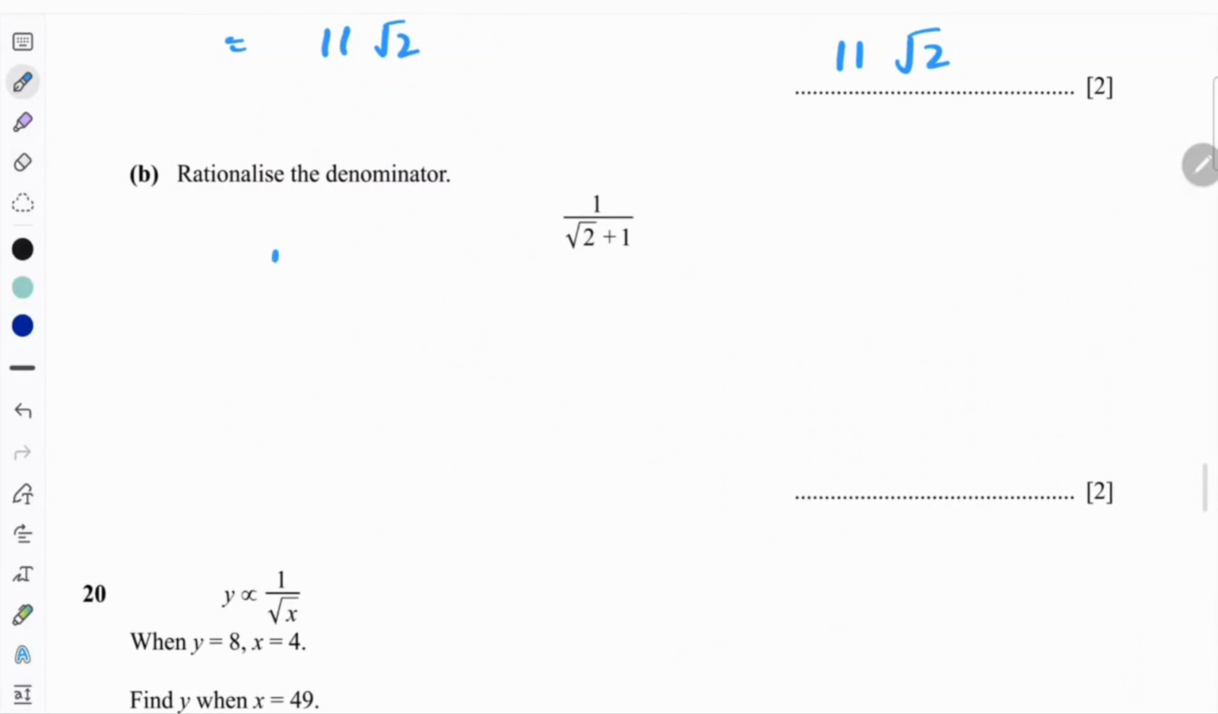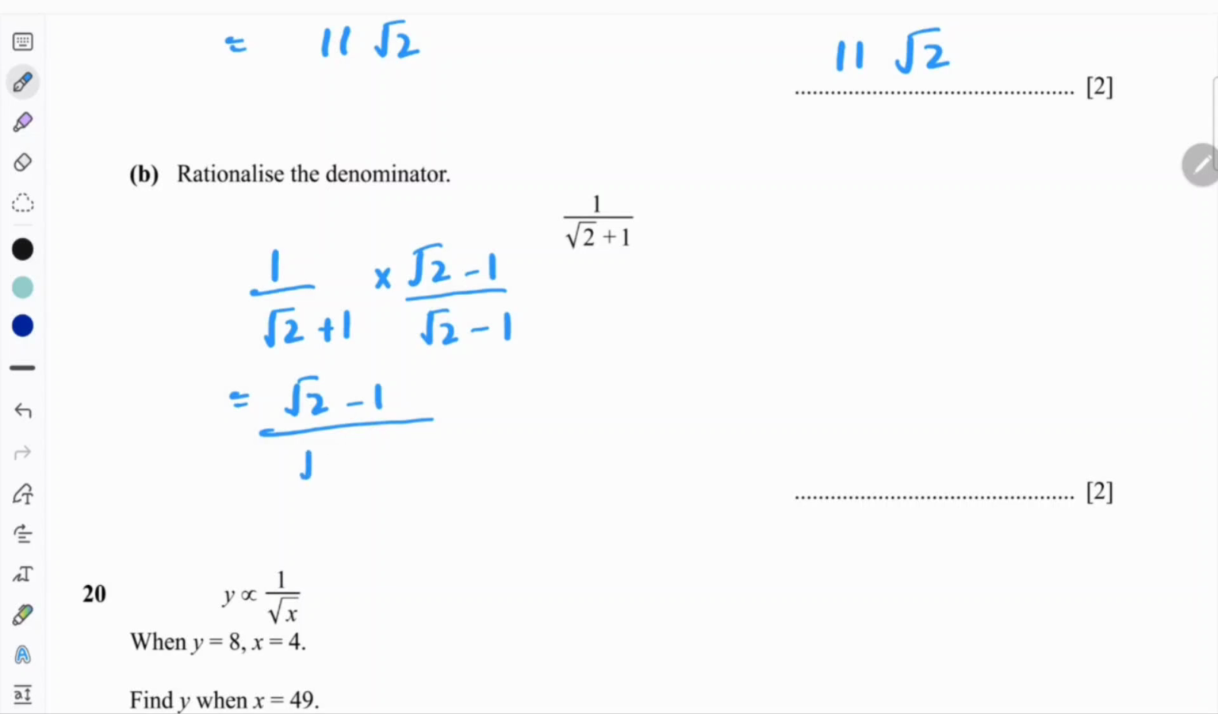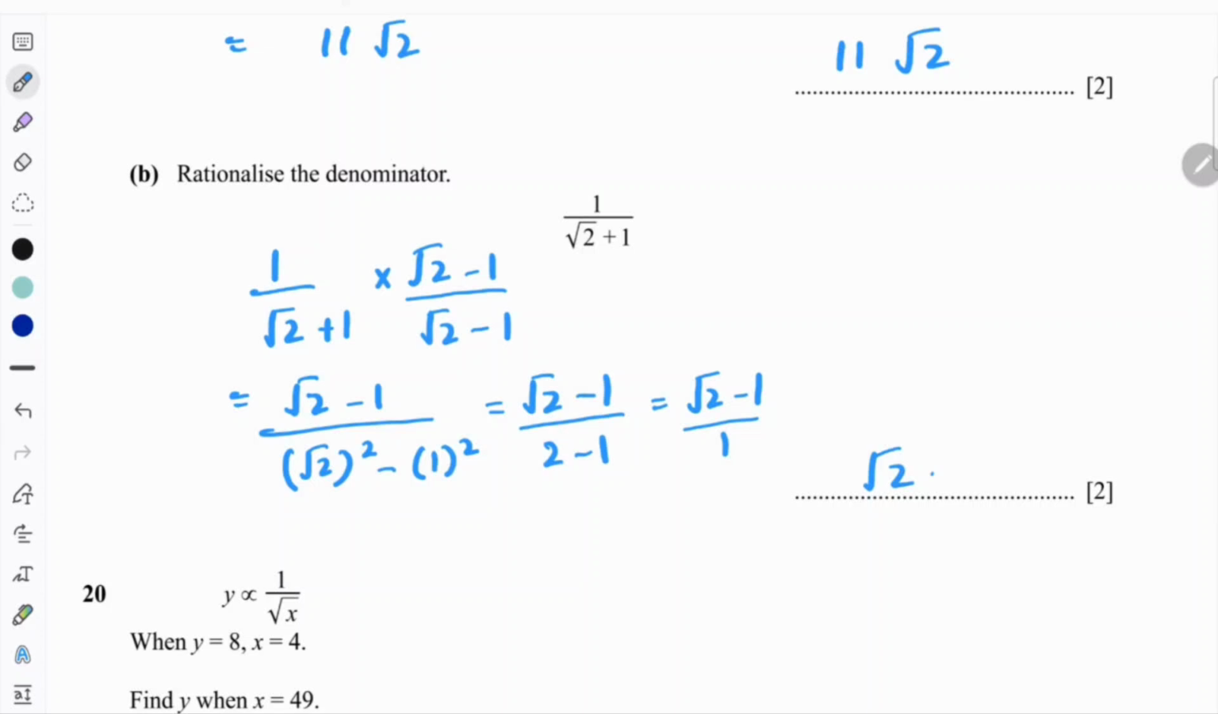Now the next part of the same question, number 19, rationalize the denominator. 1 upon square root 2 plus 1, multiply by square root 2 minus 1 upon square root 2 minus 1. 1 times square root 2 minus 1 is equal to square root 2 minus 1. A plus b, a minus b is a square minus b square. So that is square root 2 minus 1 remains as it is. Square root 2 square means 2 minus 1, that is equal to 1. Square root 2 minus 1 upon 1 is equal to square root 2 minus 1.